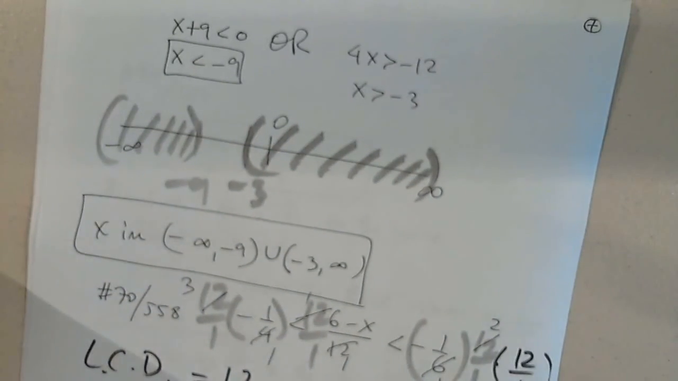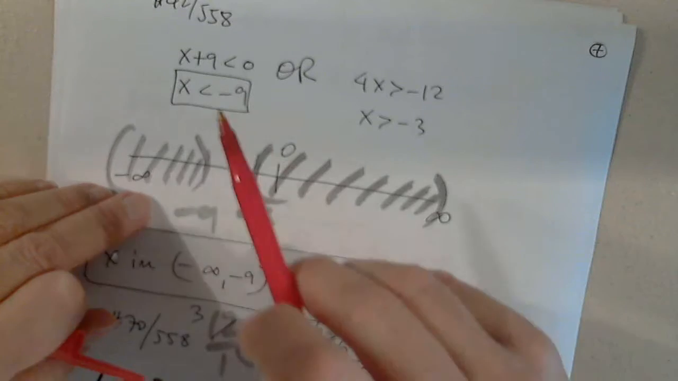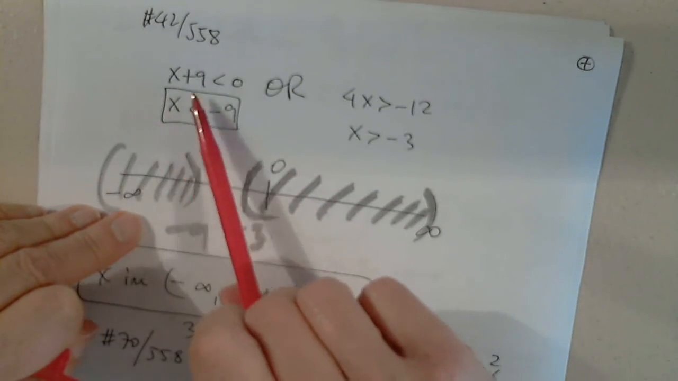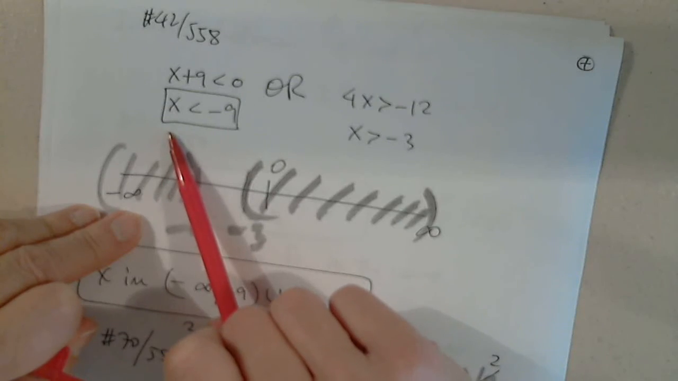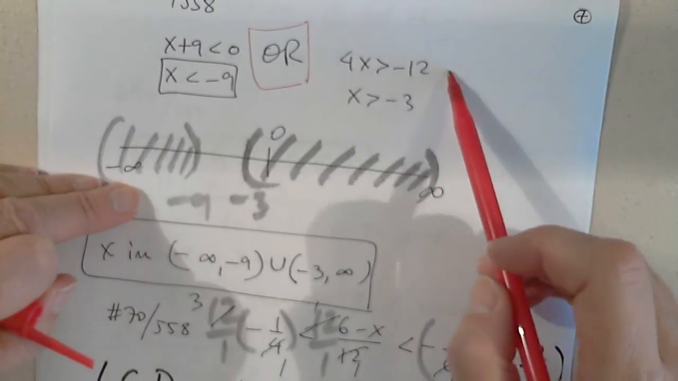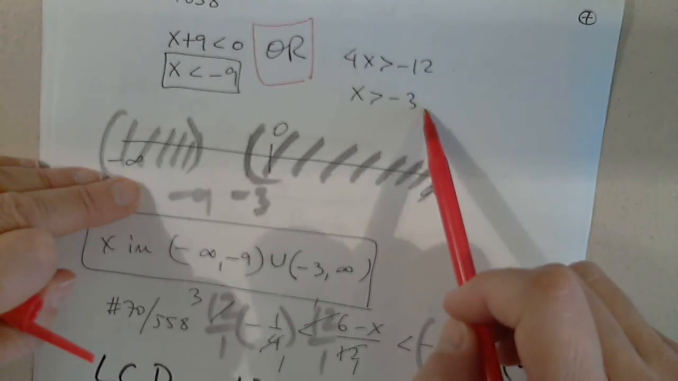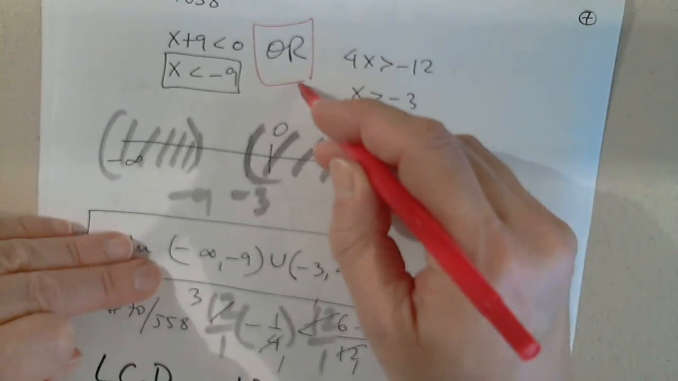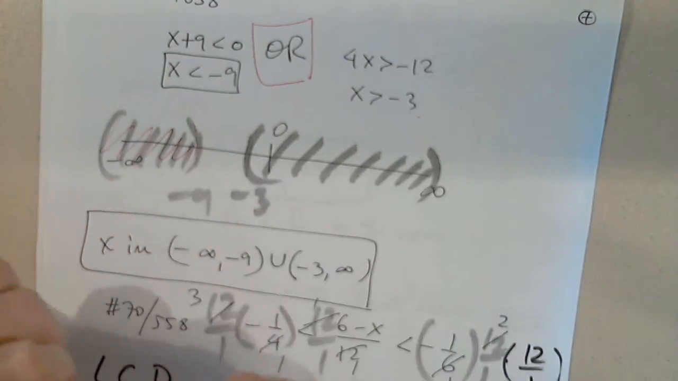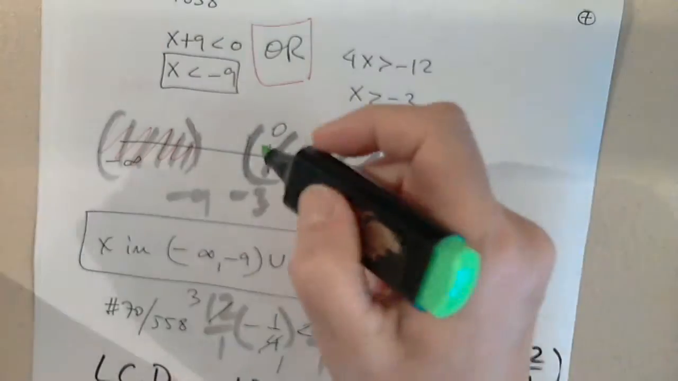That takes us to page 7. Another example, x plus 9. This is problem 42 on page 558. x plus 9 less than 0, which results in x less than negative 9. The keyword is or. 4x greater than negative 12. Divide both sides by 4. So the keyword is or again. So this is the red set. Here is the green set.